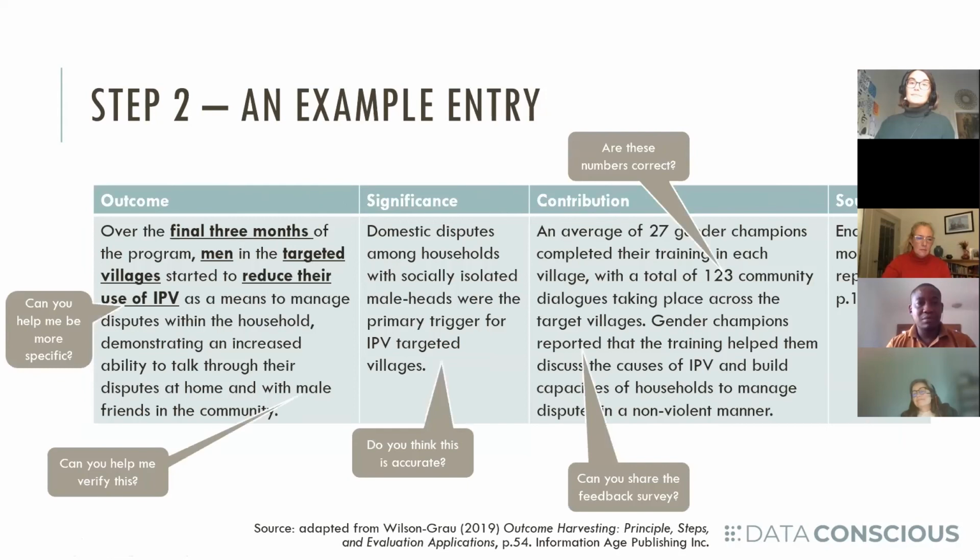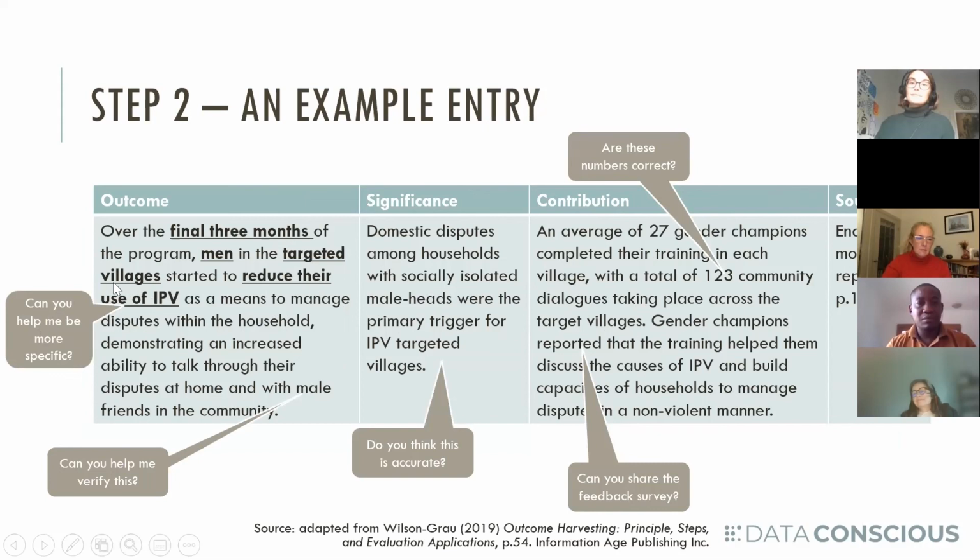Once you've done that, a good way to think about this is to say, well, the evaluator will look at the secondary sources and the monitoring reports and fill these in, and then they'll want to go and speak to your gender champions or your faith leaders to get more detail. So the kinds of questions you'll be asking them, or they will be asking at that stage, is, can you help me get more specific?